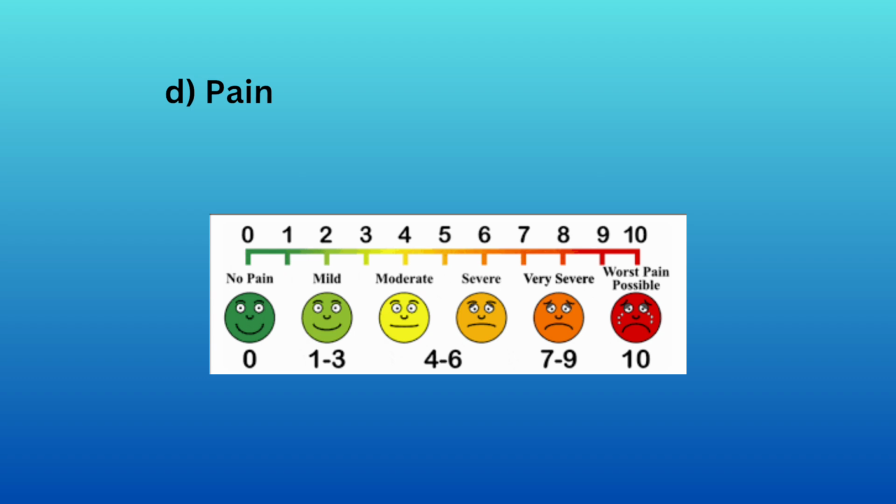The severity of pain is assessed using the visual analog scale, which has markings from 0 to 10 as shown in the image. In that, 0 means no pain and 10 means worst pain possible. So you should show the scale to the patient and ask them to mark it appropriately according to their pain.